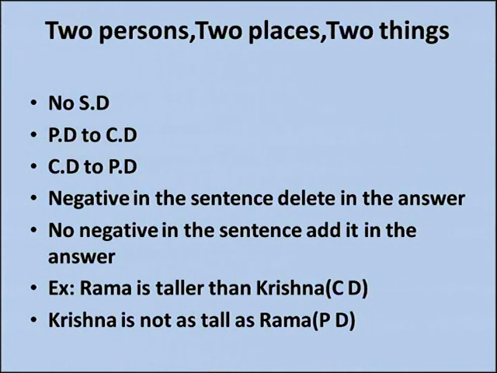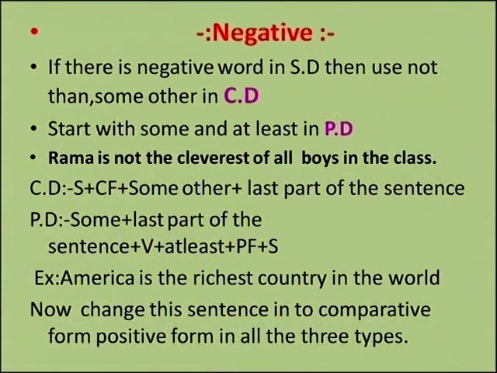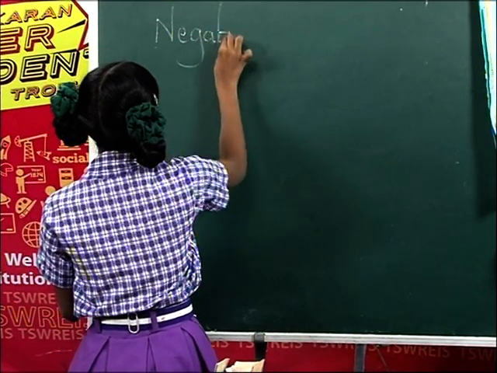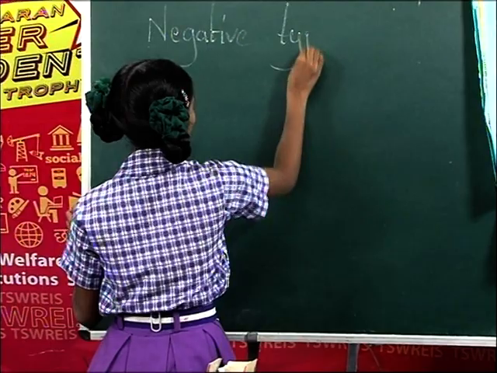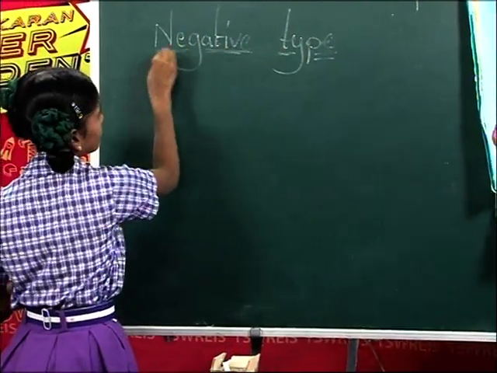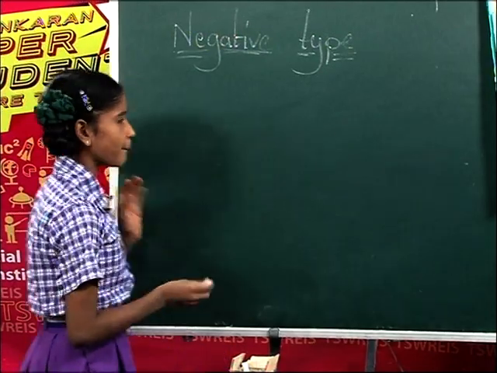For example, Rama is taller than Krishna. It is in comparative degree. Now we are going to change it to positive degree. Krishna is not as tall as Rama. Okay friends, is it clear? Okay, now we are going to learn another type, that is negative type. Now, I am taking an example, friends. See here.